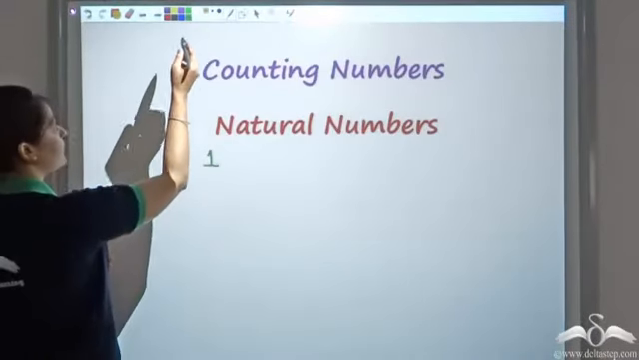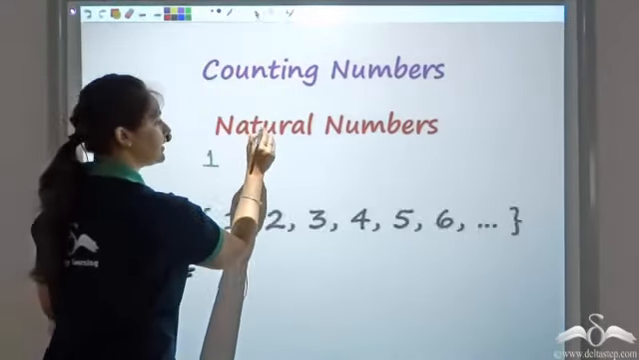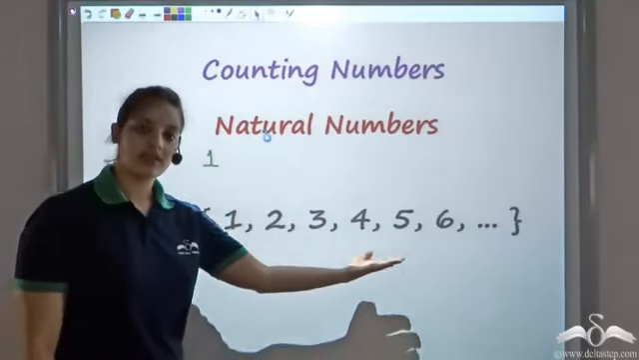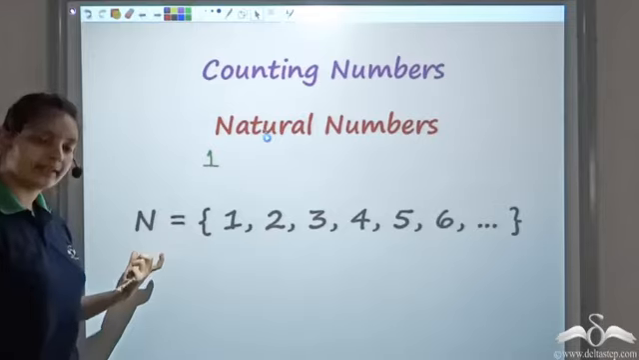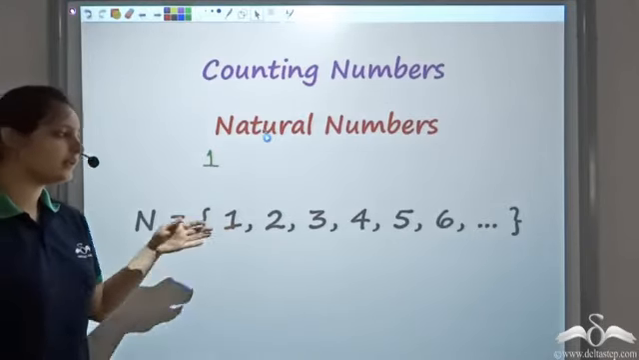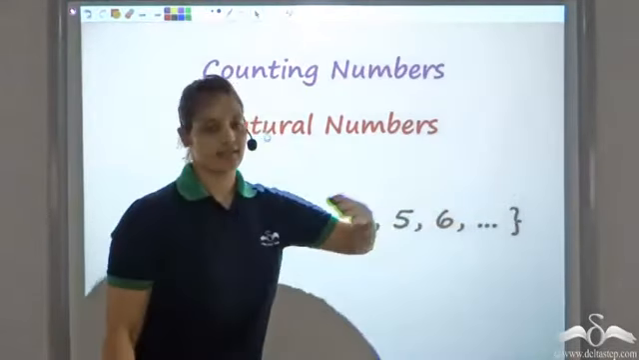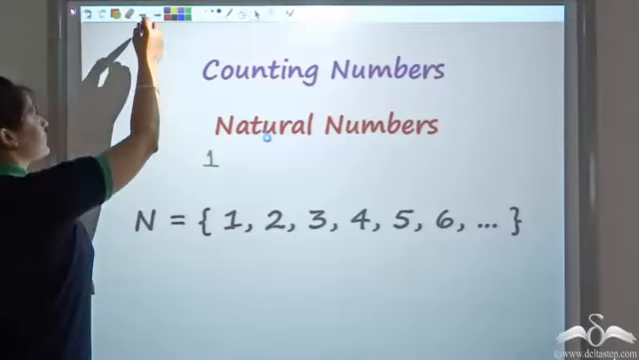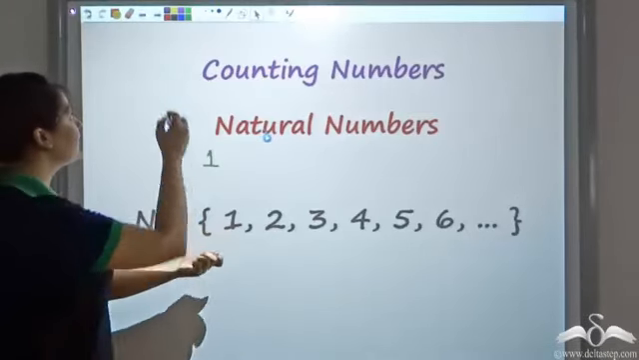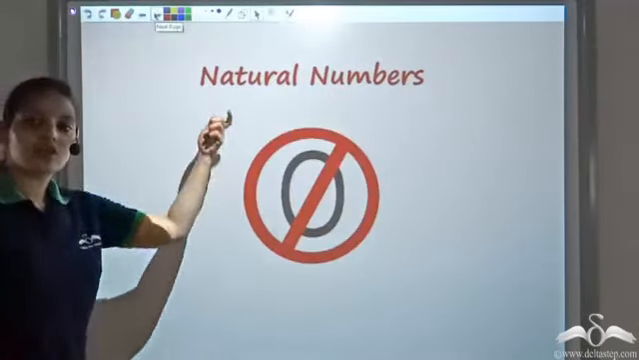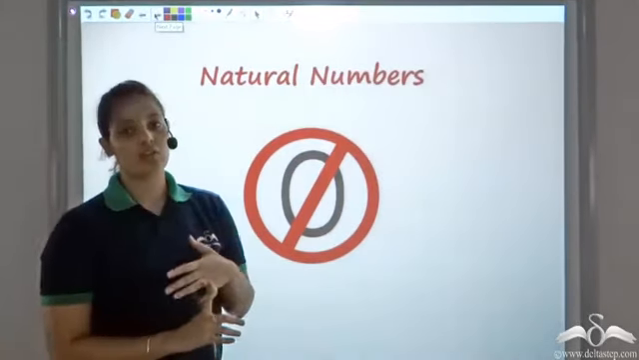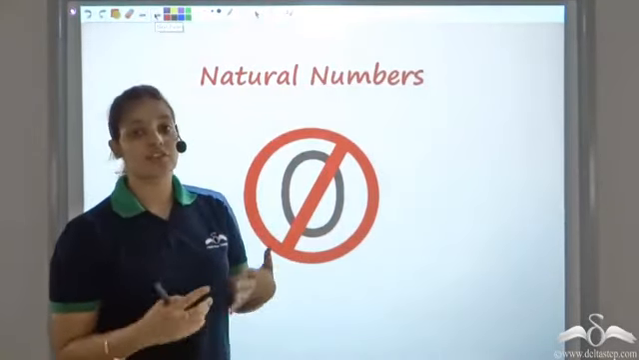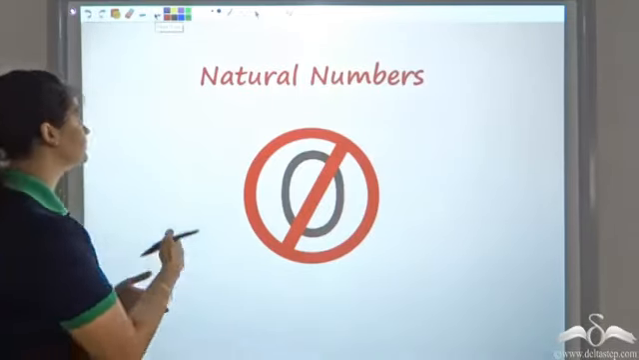So there were infinite numbers, and this set, which has infinite natural numbers, is represented by the capital letter N, the lowest number 1, and it's an infinite set. Now we see that clearly 0 is not included in natural numbers. Now let us see why 0 was not a natural number, or why 0 was not called a counting number.